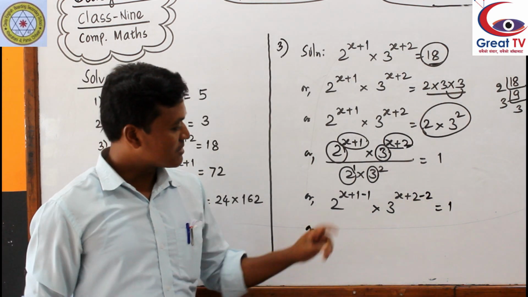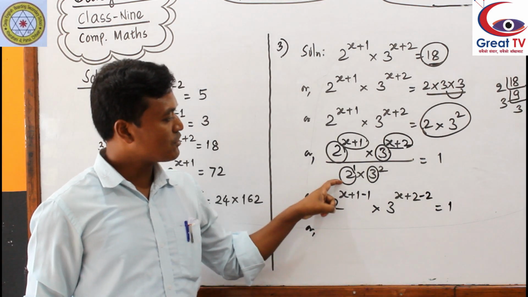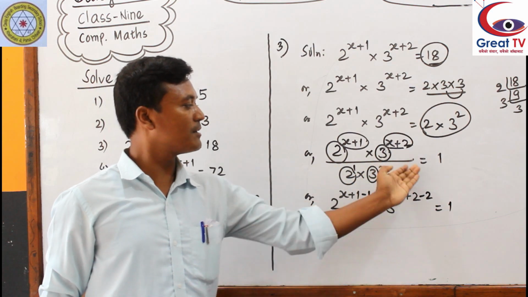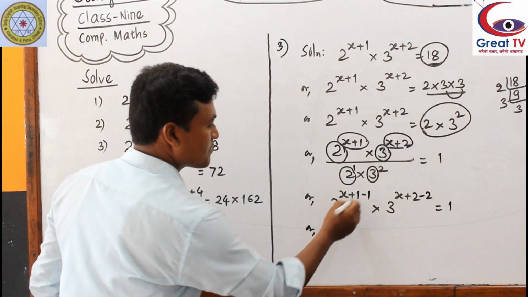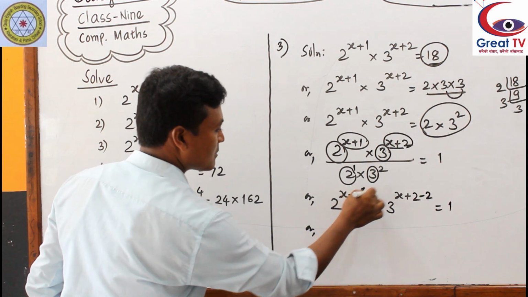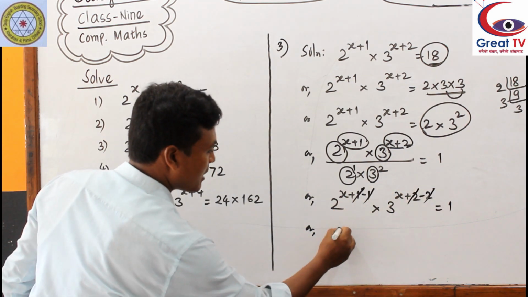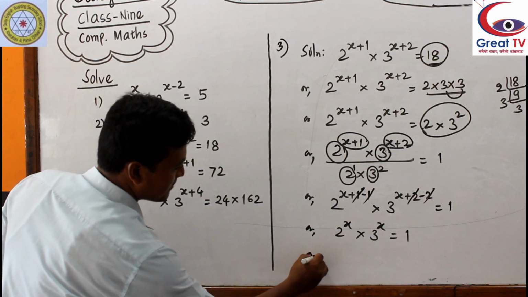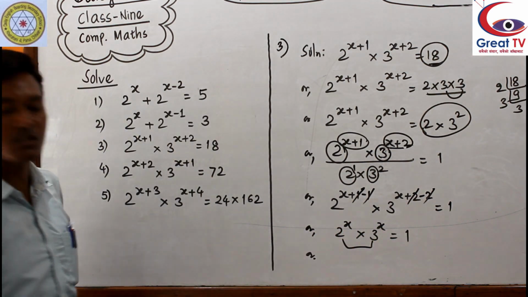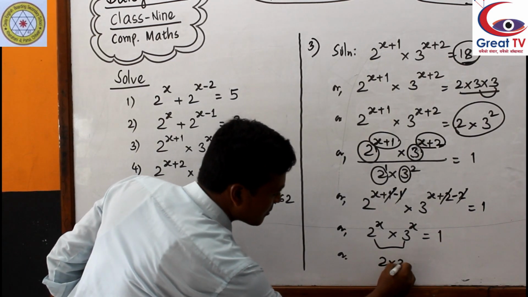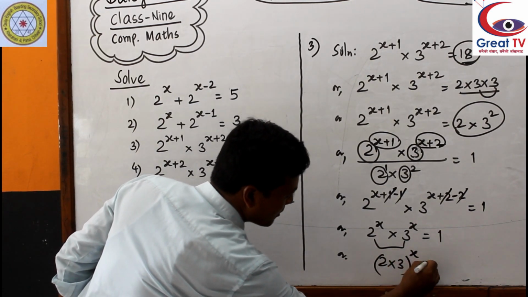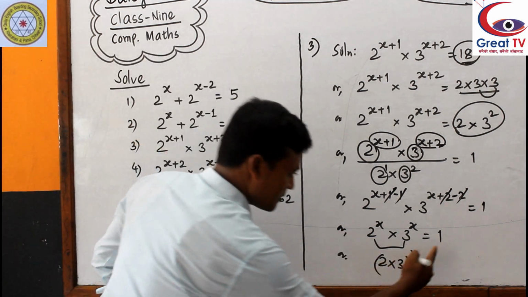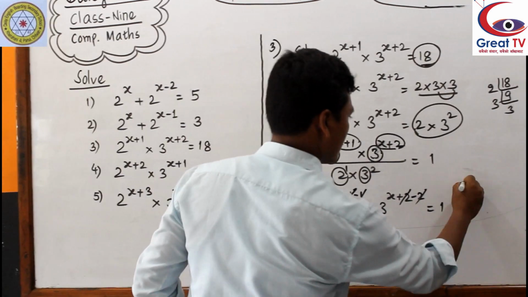Be careful, my dear students, in this step. 2 same base: in division we subtract the powers. 3 same base: in division we subtract the powers. Plus 1 minus 1 cancelled. Plus 2 minus 2 cancelled. We have 2 to the power x times 3 to the power x equals 1. Then 2 and 3 have equal powers, so they can be written as a single value: 2 times 3 whole power x. This concept we have already talked about. On the right side we have 1.